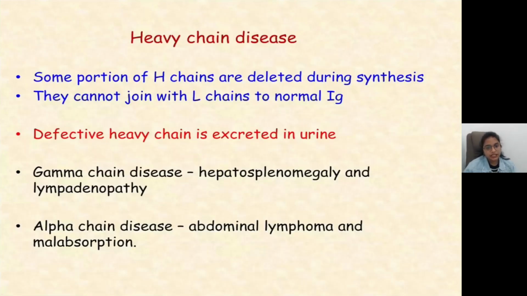What is heavy chain disease? In heavy chain disease, some portion of the heavy chain is deleted during synthesis. Some amount of heavy chain will be deleted when they are produced, right? So they cannot join with light chain to form normal immunoglobulin. The defective heavy chain is excreted in urine. Gamma chain disease causes hepatosplenomegaly, meaning enlargement of the spleen, and lymphadenopathy, and alpha chain disease will cause abdominal lymphoma and malabsorption, right?